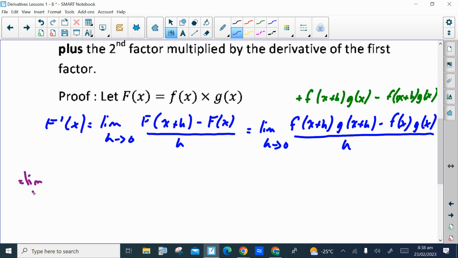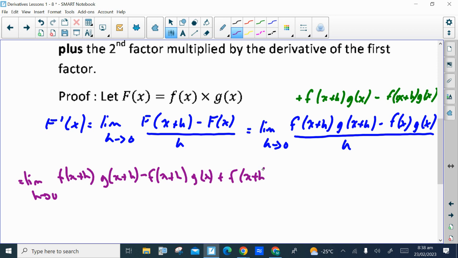So we've got the limit as h approaches 0. We've got our f at x plus h. We have our g of x plus h. Remember, we're going to add and subtract that f at x plus h, g at x to the top. So here's where I'm going to put the subtraction part, followed by the addition part. And then the remainder of the numerator was the minus f at x, g at x.